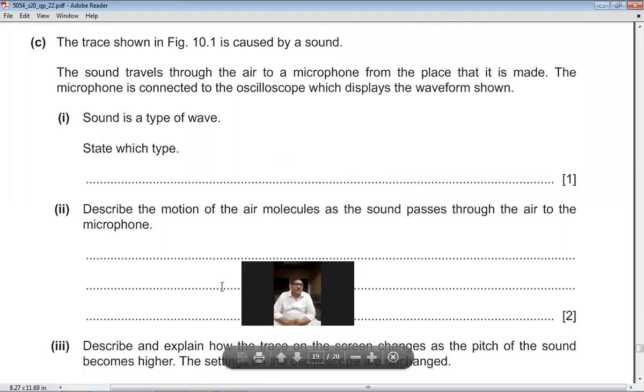It says, describe the motion of the air molecules as the sound passes through the air to the microphone. You see the molecules of the air. If the sound waves are traveling from left to right, the molecules of the air will vibrate about their mean positions parallel to the direction of the wave. And when the molecules of air come close to each other, a compression will be formed in the air. And when the molecules move away from each other, a rarefaction will be formed in the air.